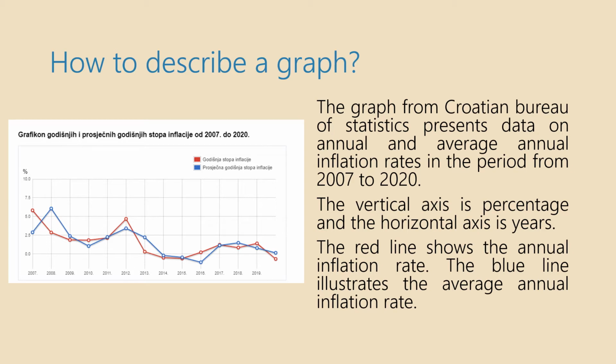There is a short description next to it, and the description says: the graph from Croatian Bureau of Statistics presents data on annual and average annual inflation rates in the period from 2007 to 2020. The vertical axis is percentage and the horizontal axis is years. The red line shows the annual inflation rate. The blue line illustrates the average annual inflation rate.